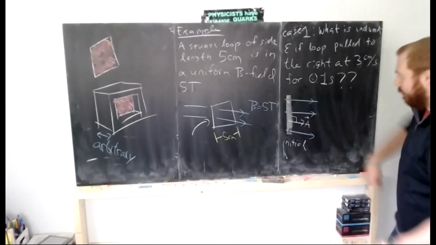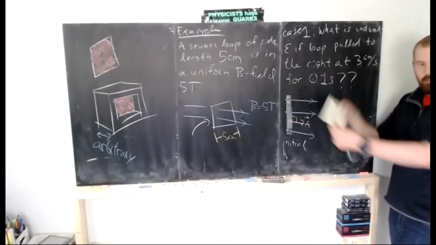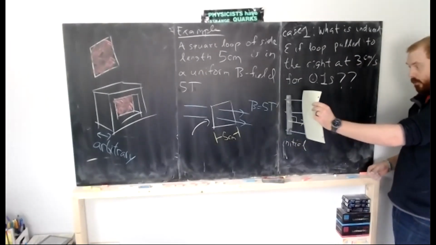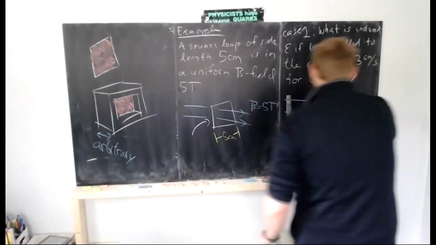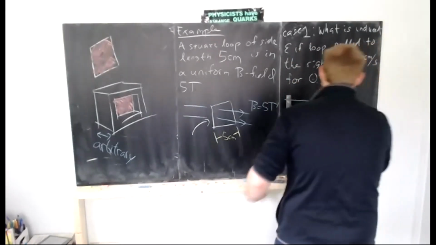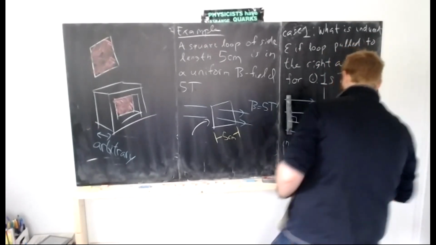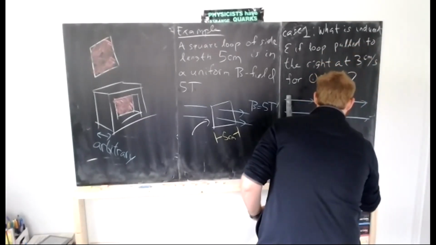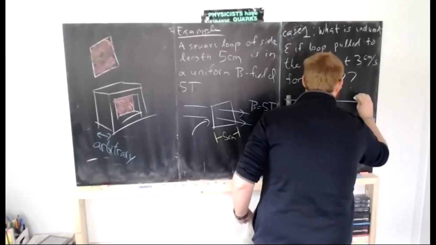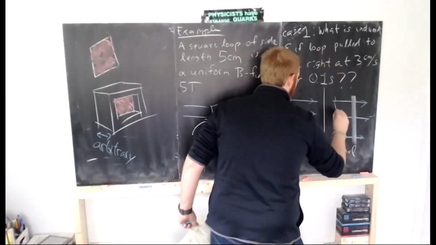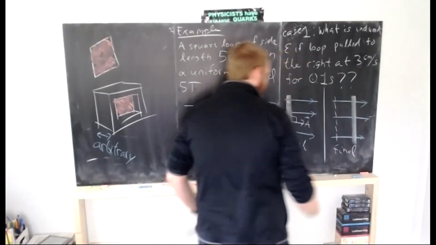So let's come back to this, and then I'll answer the length question because it will come up. So here's my initial state. I've got my loop, and I'm going to drag it to the right this way. So my final case: it used to be over there.